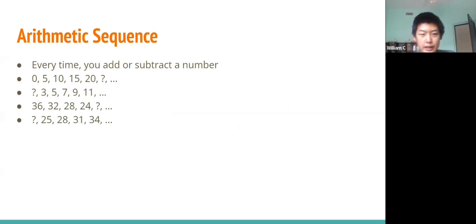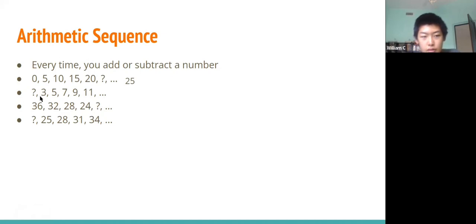Every time we add or subtract a number, for example, in the first case, every time we add 5, so it goes 0, 5, 10, 15, 20, and so on. Next number is 25, because you simply add 5 to 20. You might also subtract a number every time. For example, looking at this, 36, 32, 28, 24, and then 20.